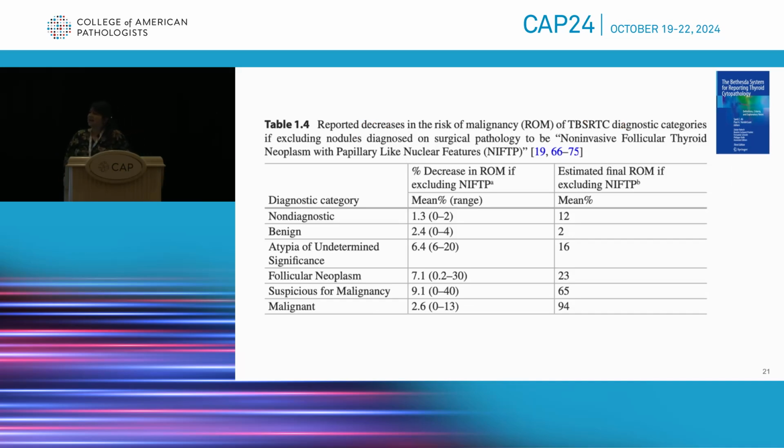And this has trickled down to our Bethesda system, because like we said, everything we do is in order for the patients to avoid unnecessary procedures and better guide our clinicians for the management of these lesions. So if NIFT-P is removed from the malignant category, you will see that we have a significant decrease in the risk of malignancy, particularly, as you can appreciate in the middle of this table, for the intermediate categories, including the ATP of undetermined significant, follicular neoplasm, and suspicious for malignancy.